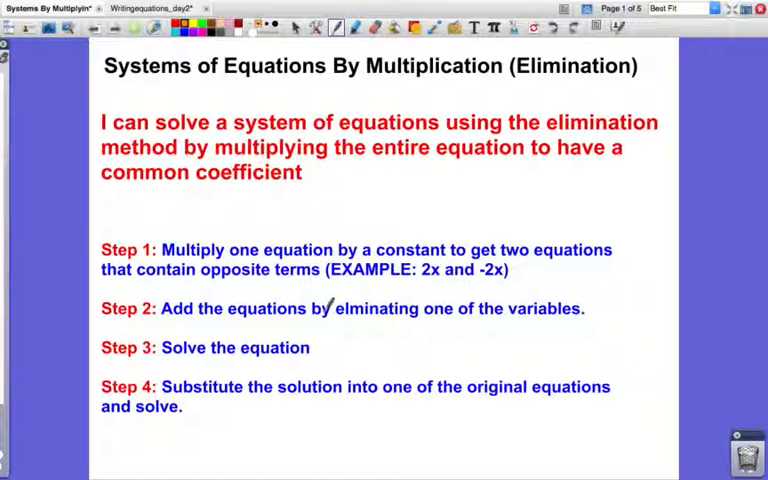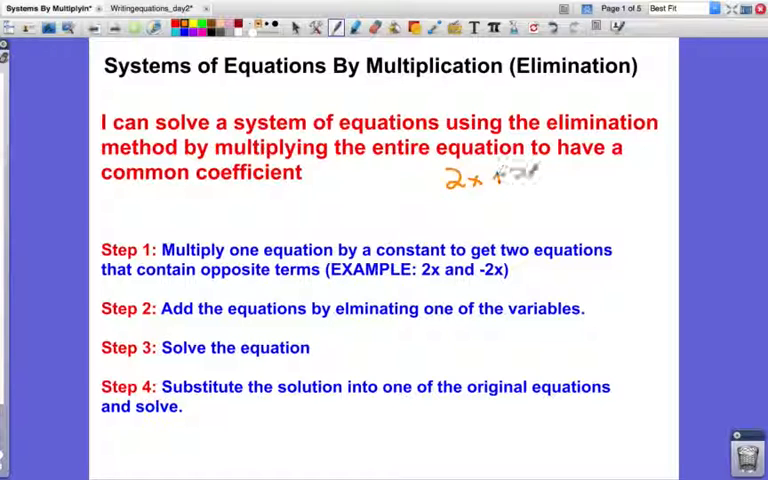Everything else is the exact same as when we use elimination, but the first step is to multiply one of the equations by a constant to get two equations that contain opposite terms. And the only time we're going to use this step is when we have two systems. So I'll even do an example.